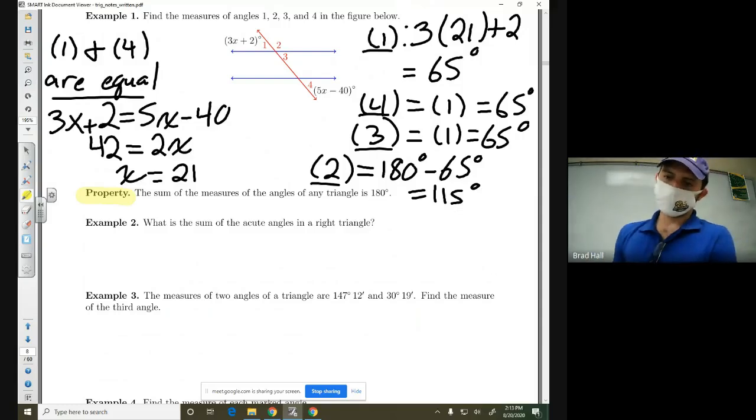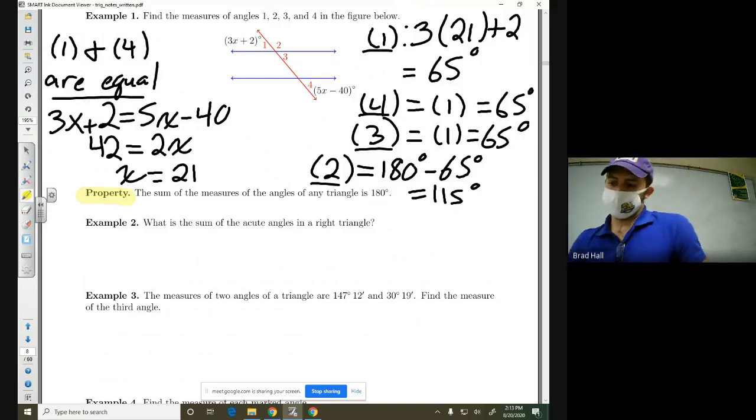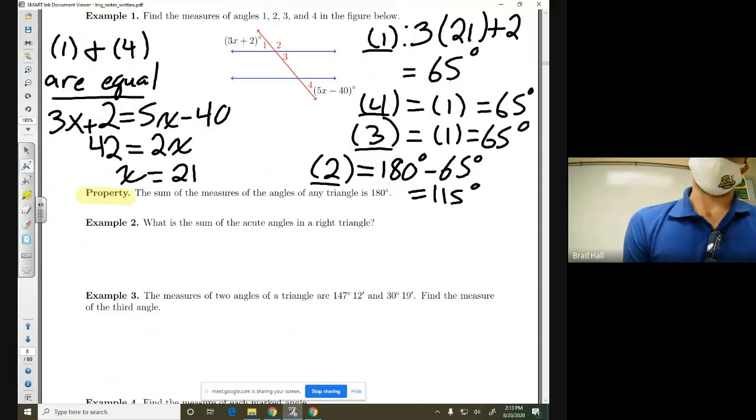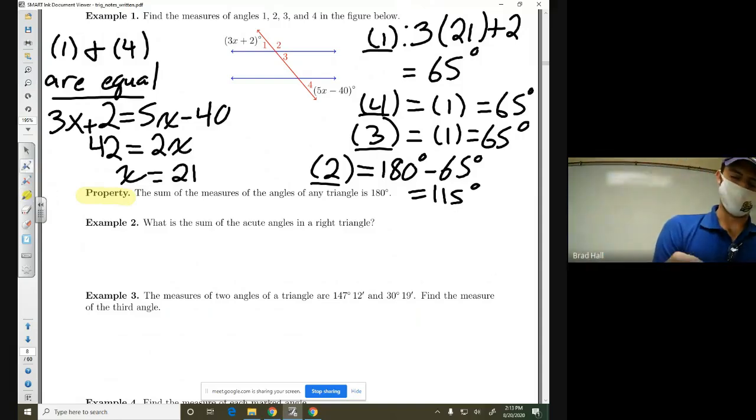And so that brings us to example 2 here. What is the sum of the acute angles? So remember, acute are the narrow angles in a right triangle. 45. Well, not quite. You might be on the right track. I think I see how you're thinking about it. Let me use a diagram, and I think you'll figure it out.